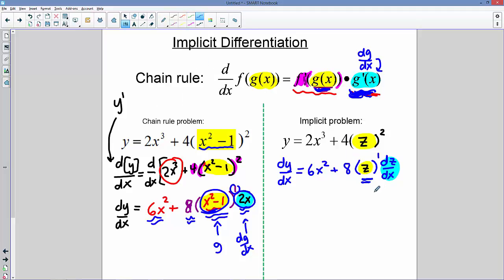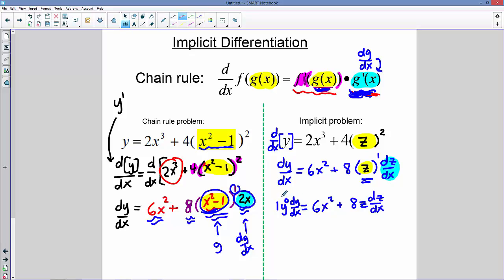And that's implicit differentiation. It's not much more complicated than that. So again, the final answer would just be 8z dz/dx. Now, what's funny is that actually happened on the left side. When I did a d/dx on the left side, I took the derivative of y with respect to x, right? And so I got 1y to the 0 dy/dx.